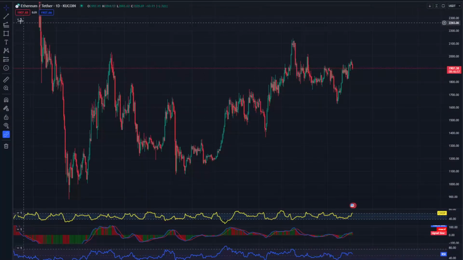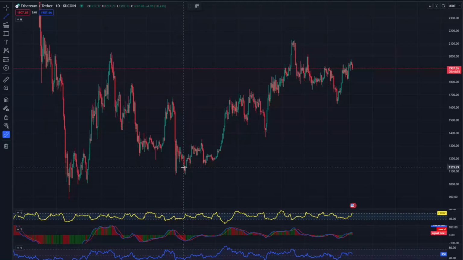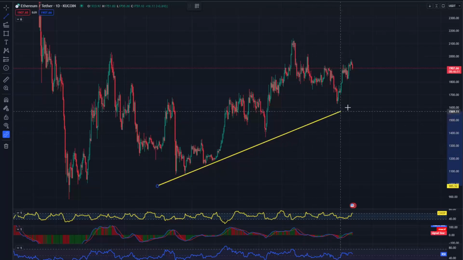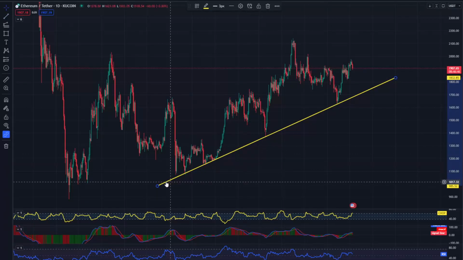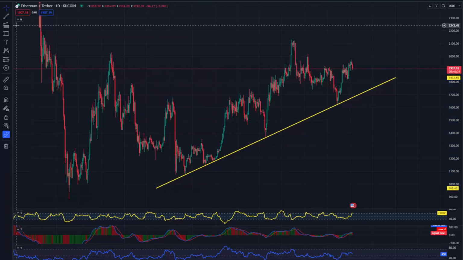As the second chart in today's review, we'll be looking at ETH versus USDT on a one-day time frame. Using the yellow line, we will mark the uptrend line, which, as we can see, holds the price nicely in corrections.